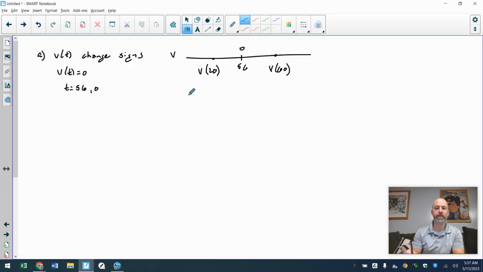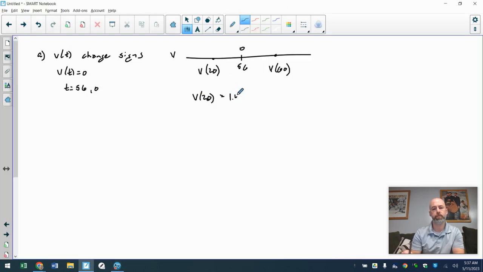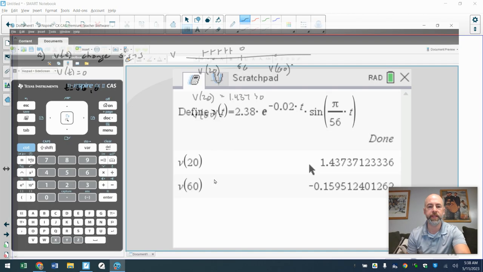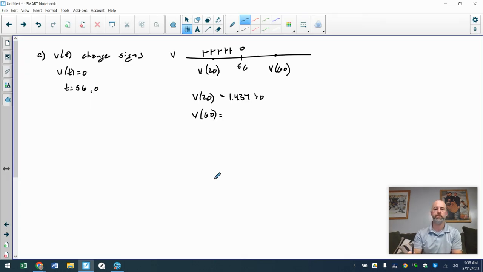Now you have to actually write that on paper. So I'm going to actually say v of 20 is, and that value was 1.437. That is a positive value, which means my velocity is positive on the left side, which we knew graphically, but we have to use math language explaining how we know that. v of 60 was negative 0.160. That is less than 0.